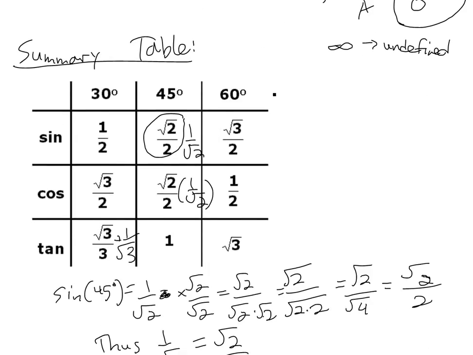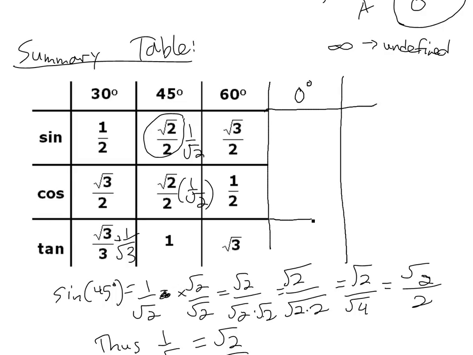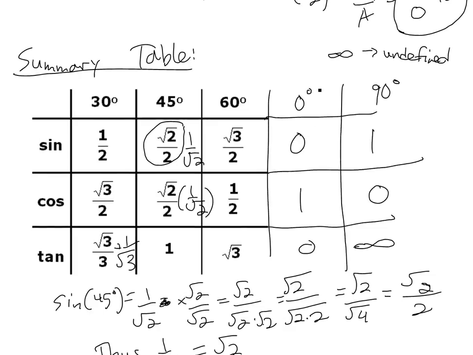And for this one, if you were to add the 0, I'll just add a 0, 1, and the 90. 90 degrees, I'll just add this quickly. This is for 0 degrees, 0, 1, 0. So here's a quick table if you ever want to look at what the ratios are.